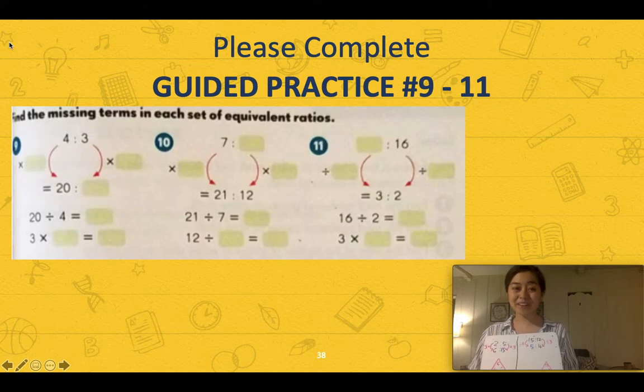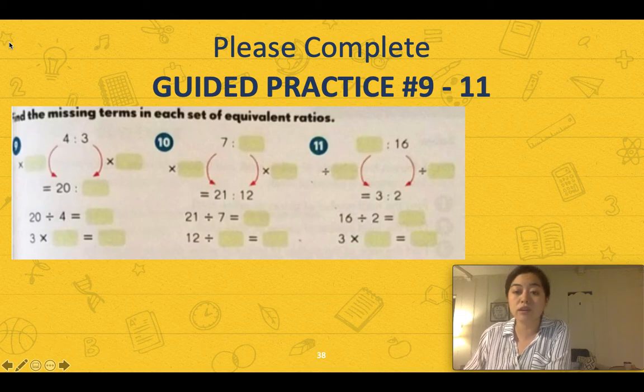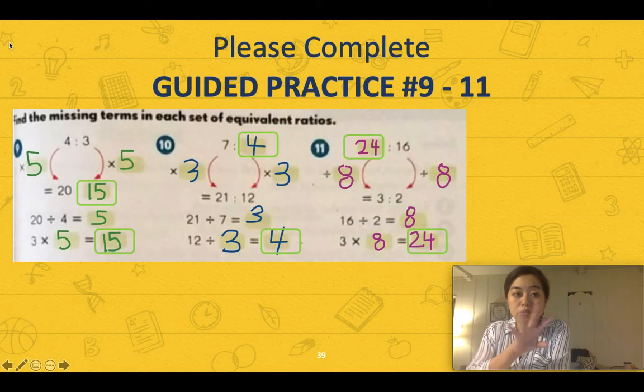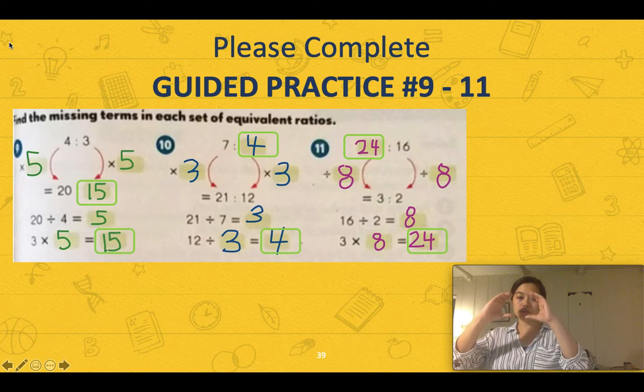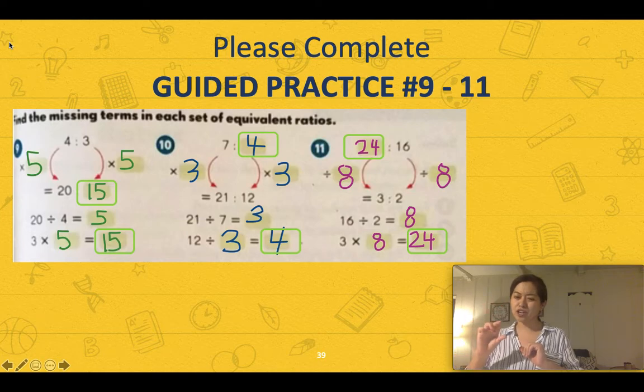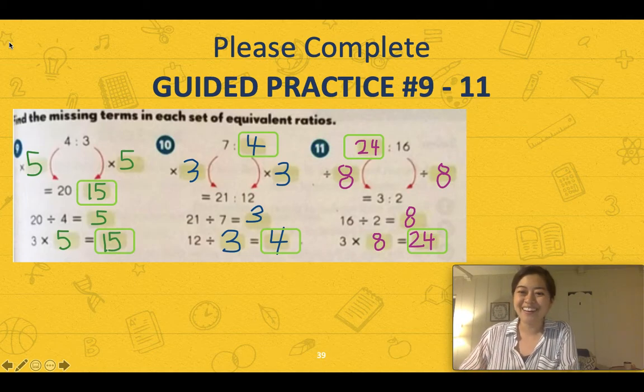All right, welcome back. I'm going to just show you the answers to these guided practices. So this is what you should have filled out. And just make sure as you do these problems, you look from the first ratio to the second ratio and determine, are the numbers getting bigger or are they getting smaller? Because it'll tell you what operation you need to do. You'll either need to divide or multiply, right? Thankfully, in the book, they already told you what to do.